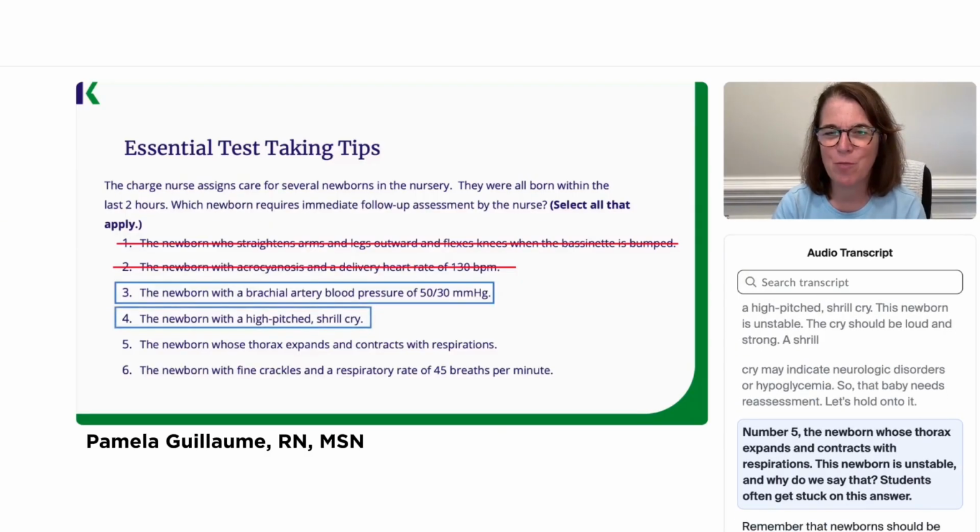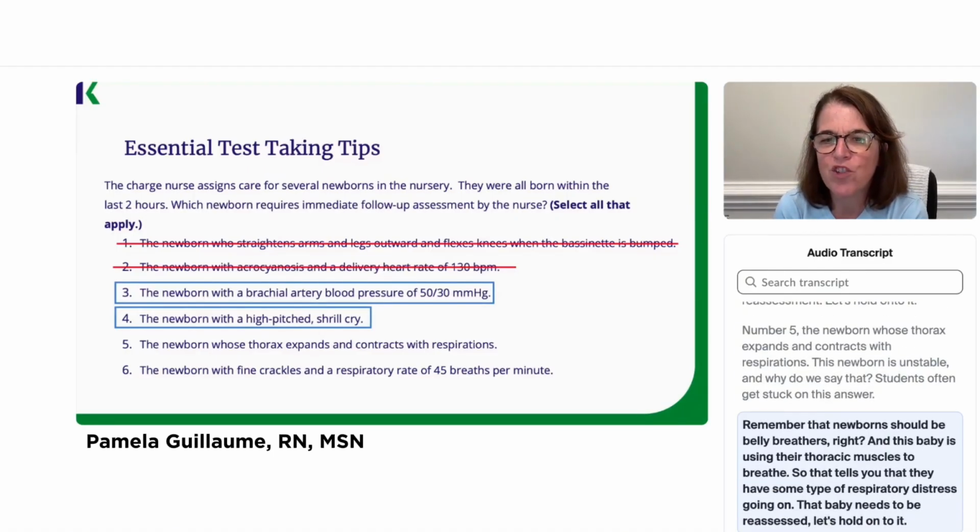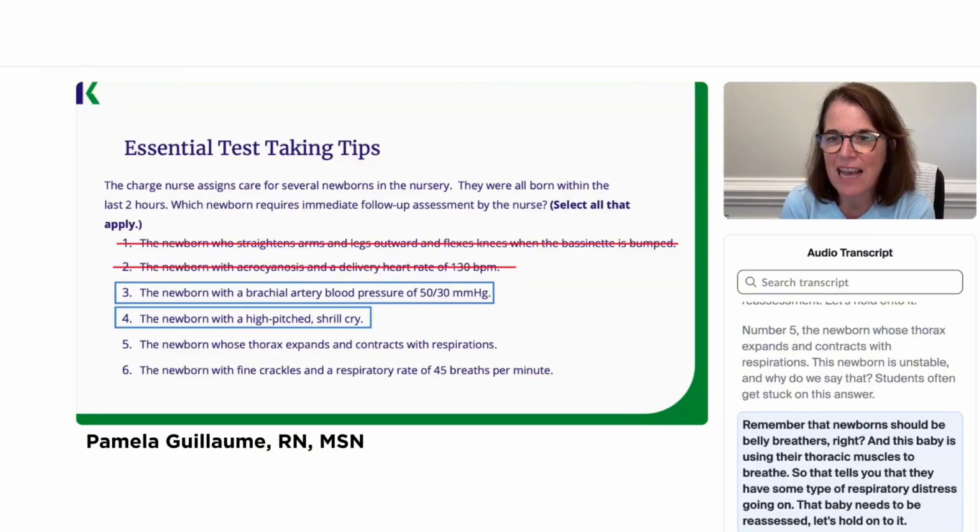Number 5, the newborn whose thorax expands and contracts with respirations. This newborn is unstable. And why do we say that? Students often get stuck on this answer. Remember that newborns should be belly breathers, right? And this baby is using their thoracic muscles to breathe. So that tells you that they have some type of respiratory distress going on. That baby needs to be reassessed. Let's hold on to it.